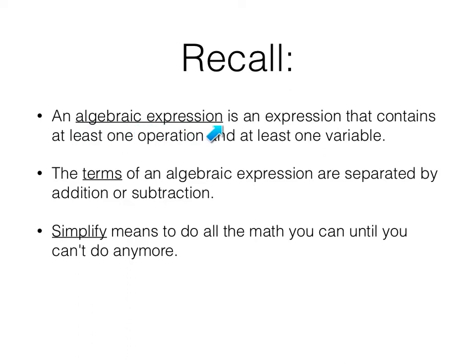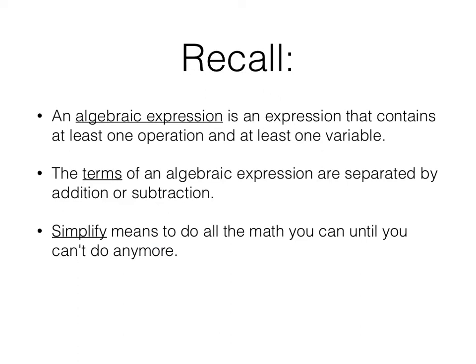An algebraic expression is an expression that contains at least one operation and at least one variable. The terms of an algebraic expression are separated by addition or subtraction. So plus signs and minus signs separate terms. 2x is a term, but you don't say 2 and x separately are a term if you see 2x written down. That's one term. Simplify.